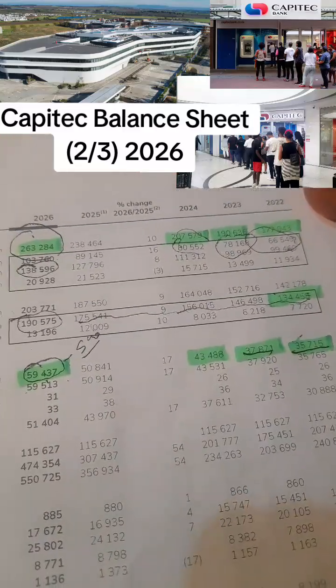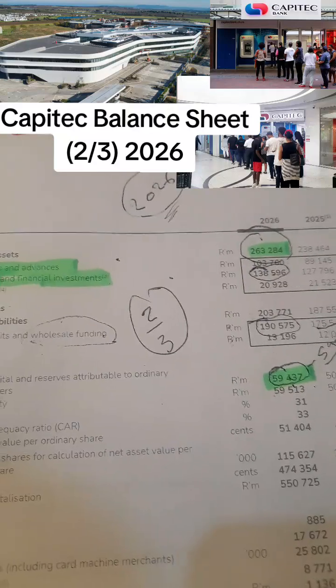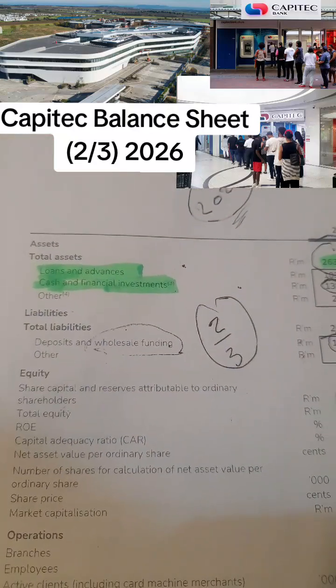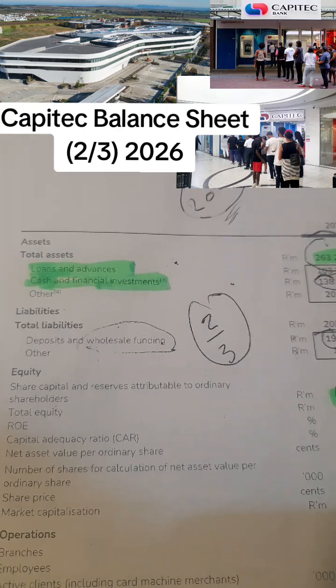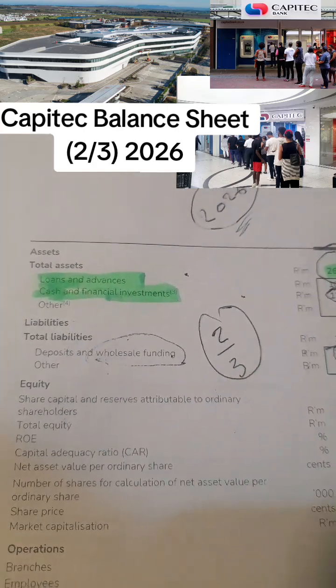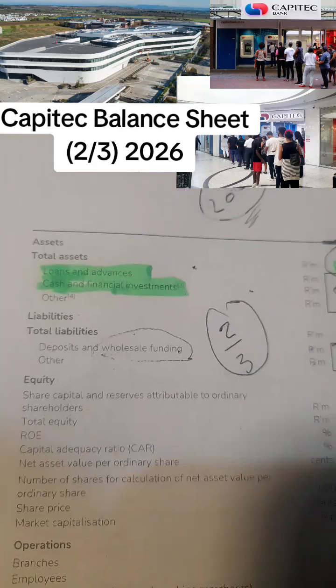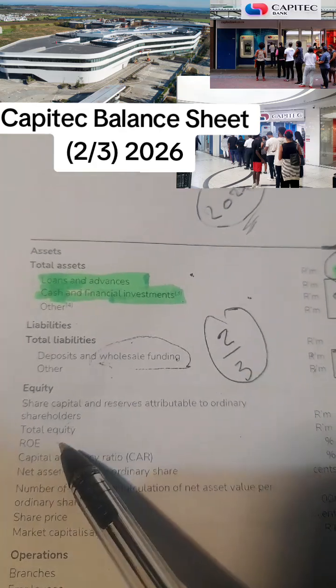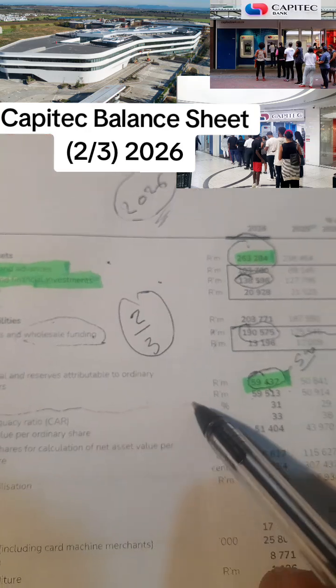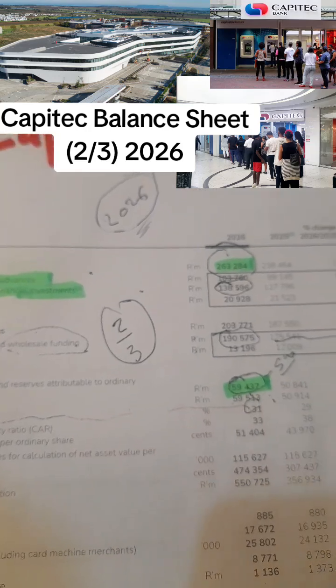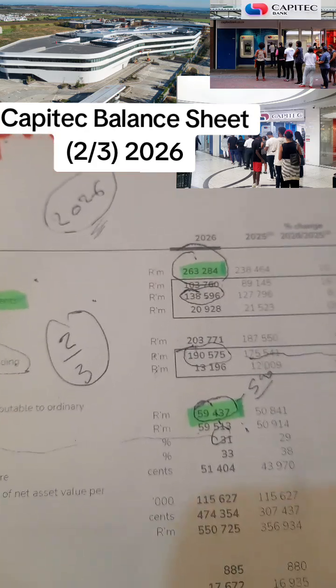So these are good numbers for Capitec. The balance sheet is very strong. The valuation is another thing for another day, but we can see that the return on equity for Capitec, as you can see here, is about 31%, right? So this is part two of three.